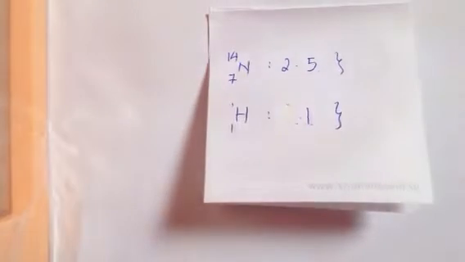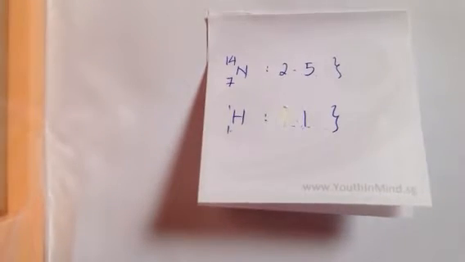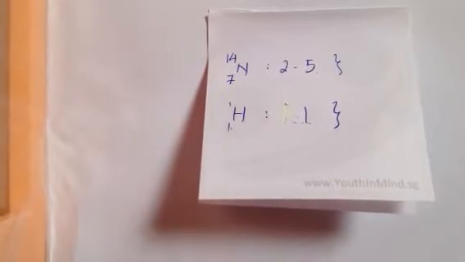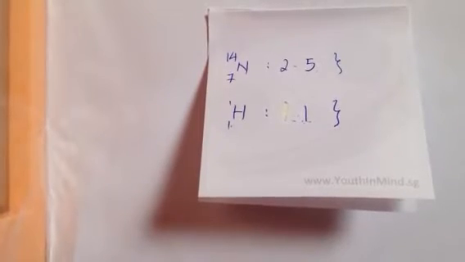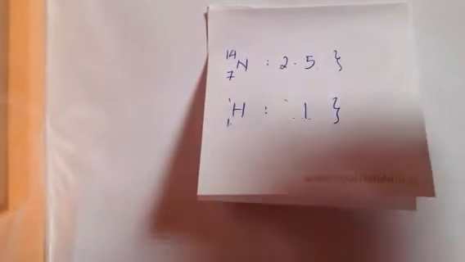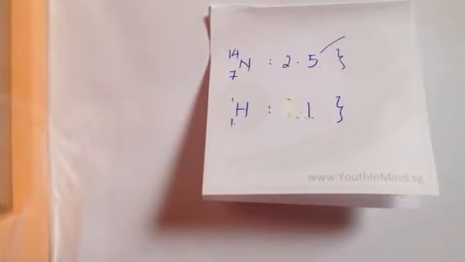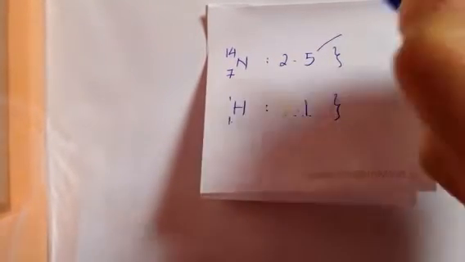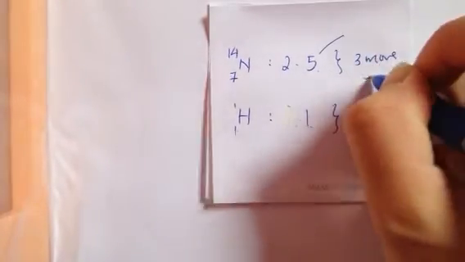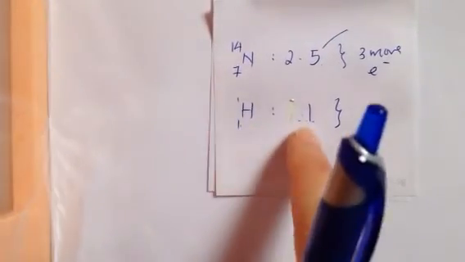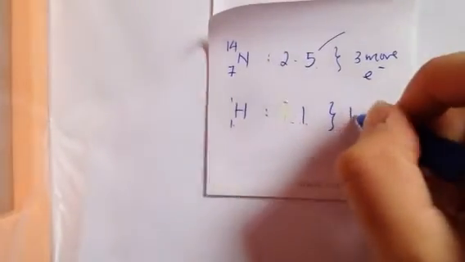The next step is very easy. All you need to do is just to write down the number of electrons the outer shell needs in order to achieve a stable duplex or octet configuration. So in this case, the second shell can hold 8 electrons. Since nitrogen has 5 in its outer shell, it can hold 3 more electrons. For hydrogen, it's the first shell, so it can hold 1 more electron.